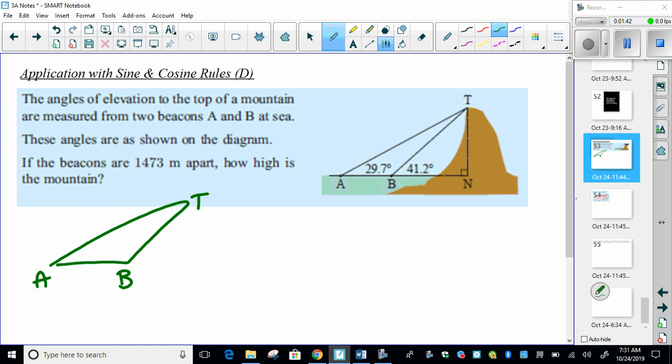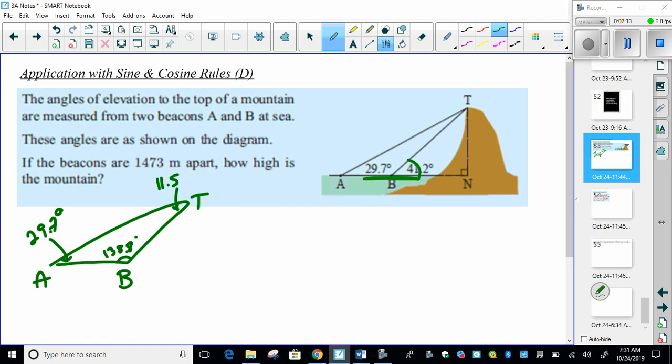And I know this angle is 29.7 degrees. And then I also know this angle here because of this straight line. Since this angle is 41.2 degrees, subtract that from 180, and I know this one is 138.8 degrees. Then, because all the angles in a triangle add up to 180 degrees, I know this angle is 11.5. Since I know all of the angle measurements, most likely I'm going to end up doing the sine rule with this one.